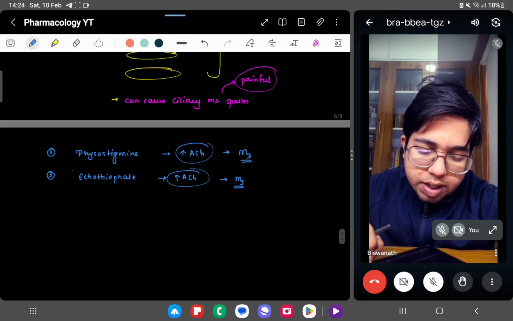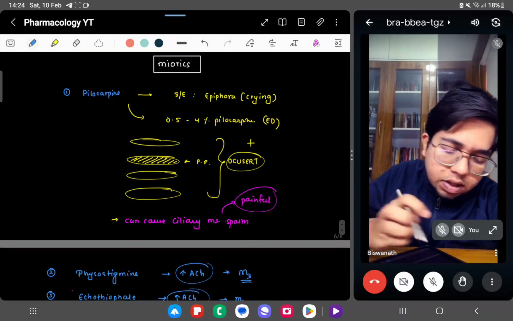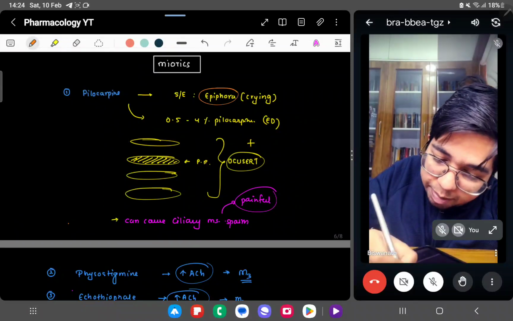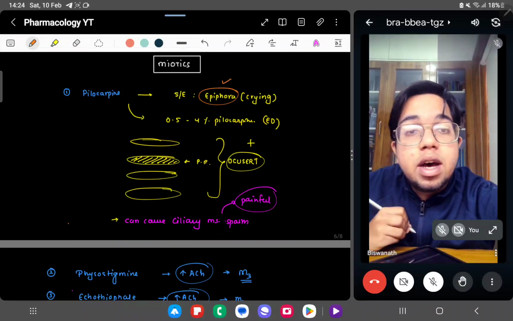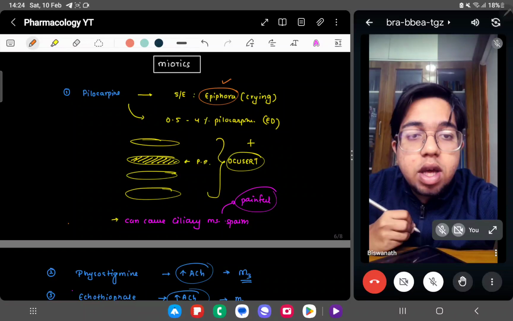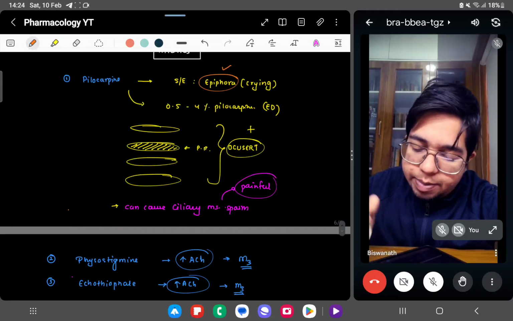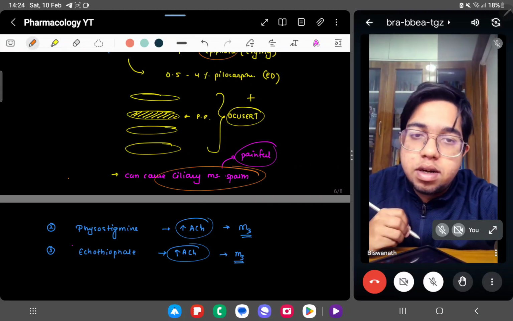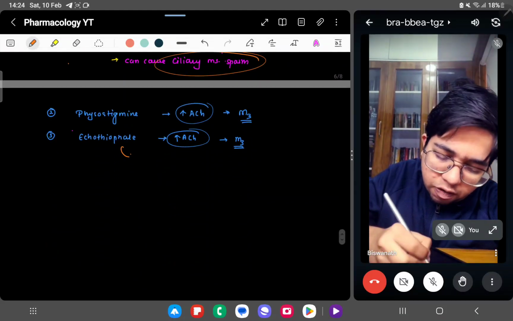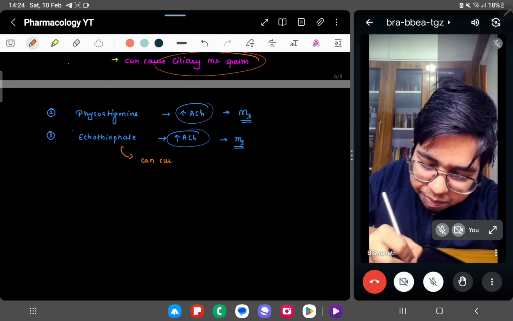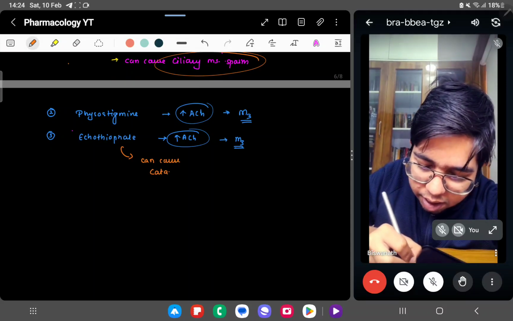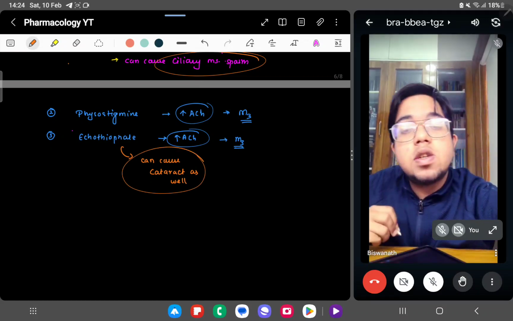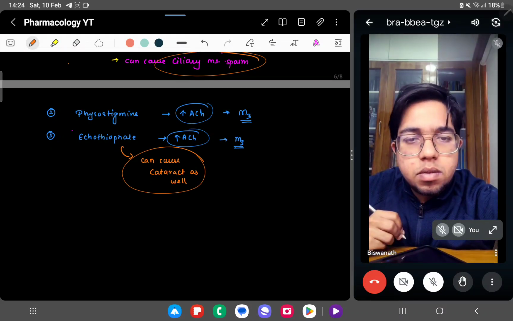In adverse effects of these miotics, epiphora will be caused, that is running eyes or crying. There will be ciliary muscle spasm also, and ecothiopate can also cause cataract as well. So this is also a side effect. Understood?